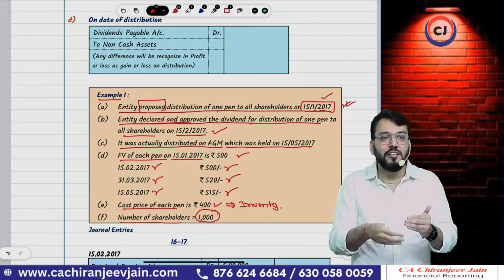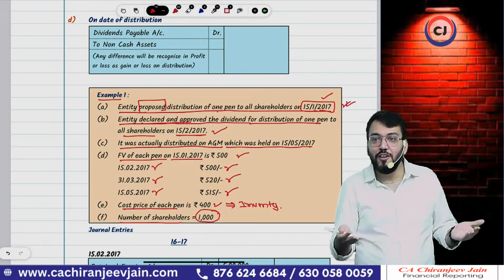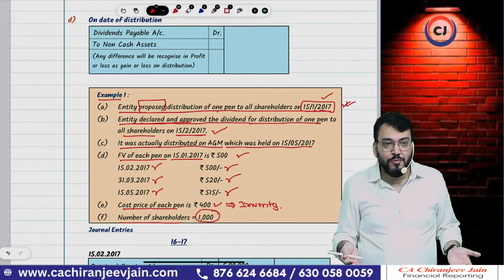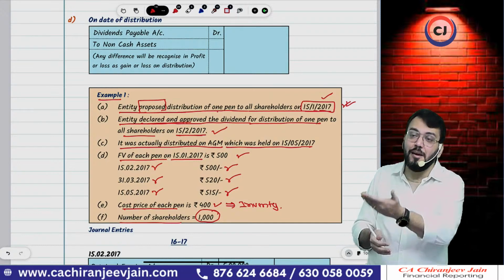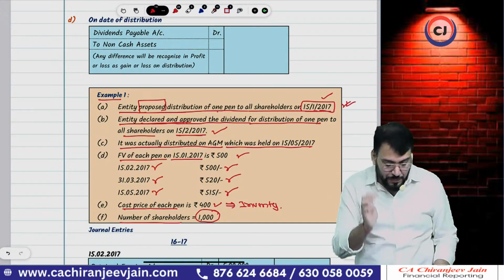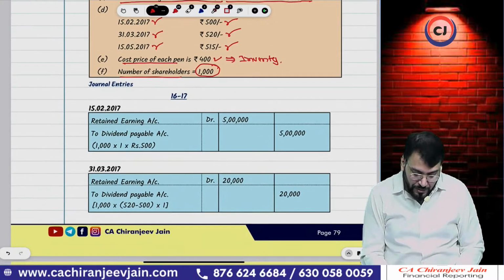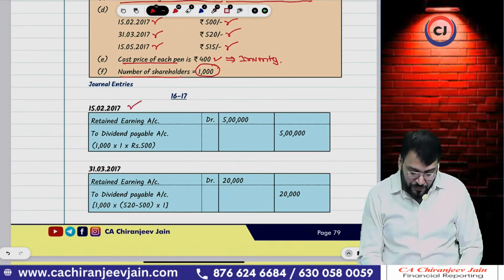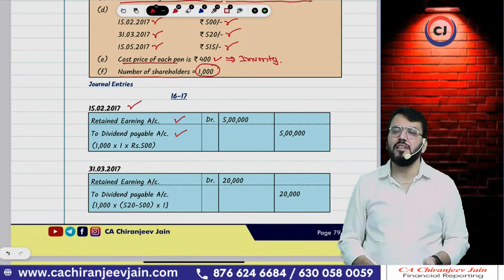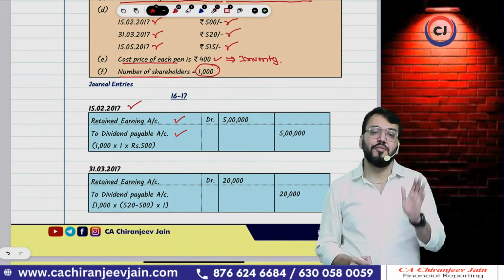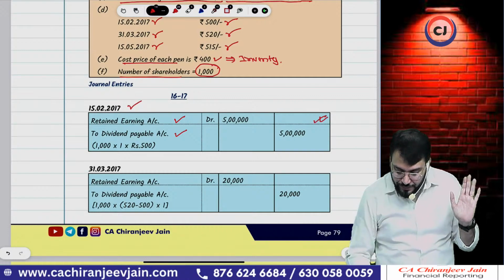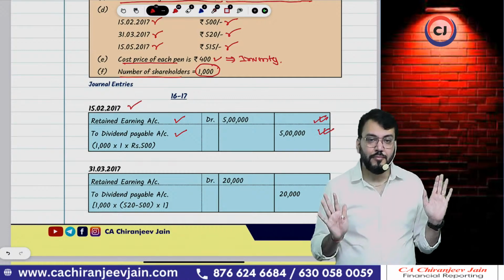Whatever interpretation they have done, we can interpret, because we are also CAs. You can see on 15 Jan there is no journal entry. On 15 Feb, retained earnings account debit, dividend payable. It is 1000 into 1 into 500, the fair value. So 5 lakh, no doubt.